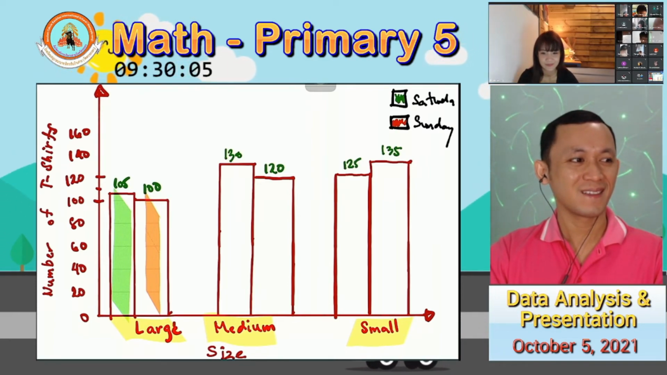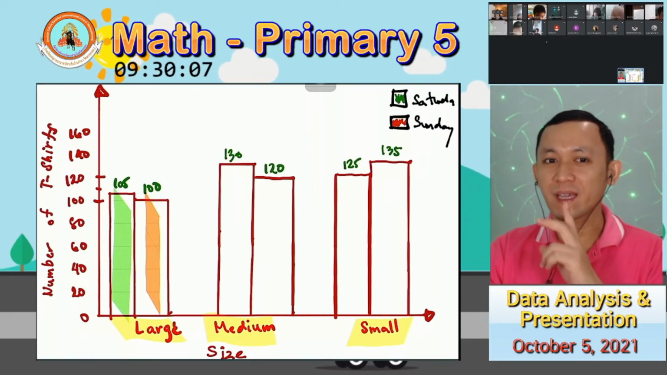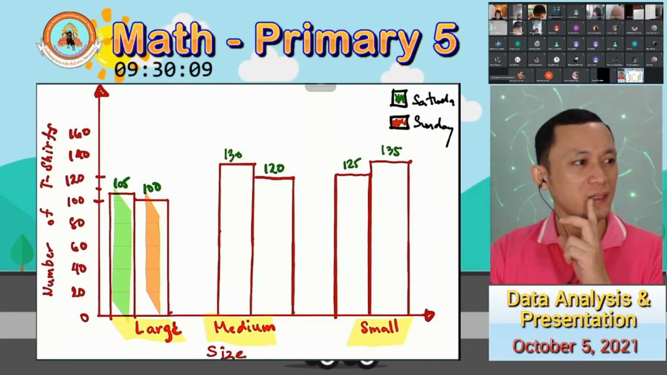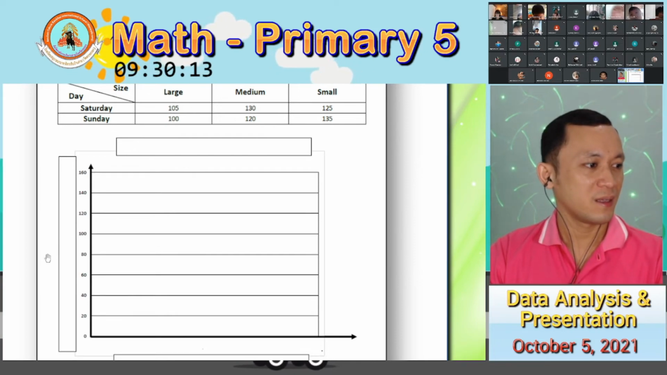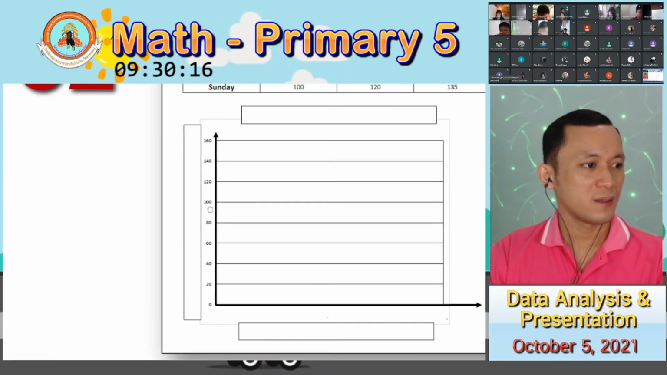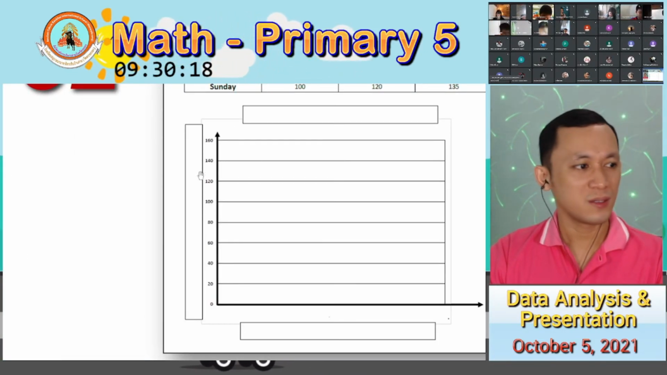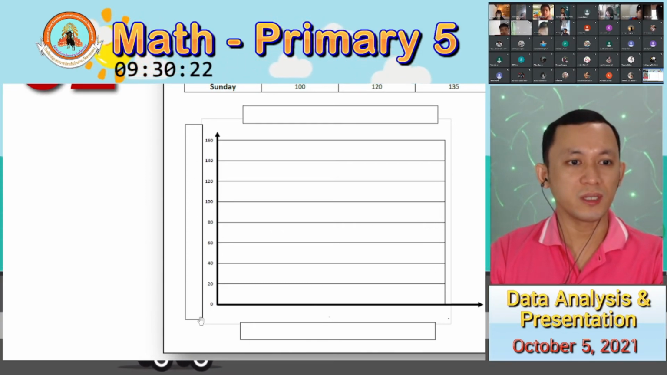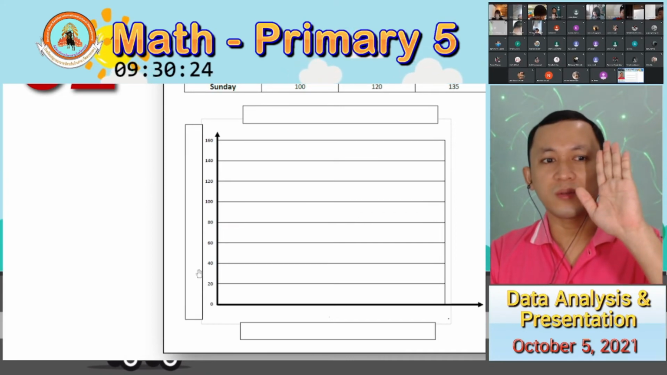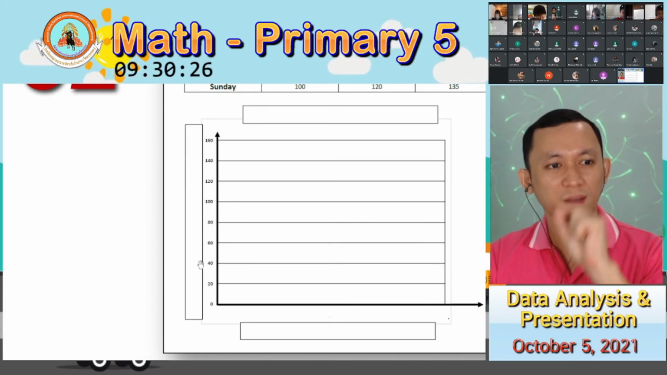Okay. Do not forget your label. Teacher writes it here, this one, this box here. So you write here number of t-shirts. Who's finished? Let me see your work so that I can check also.